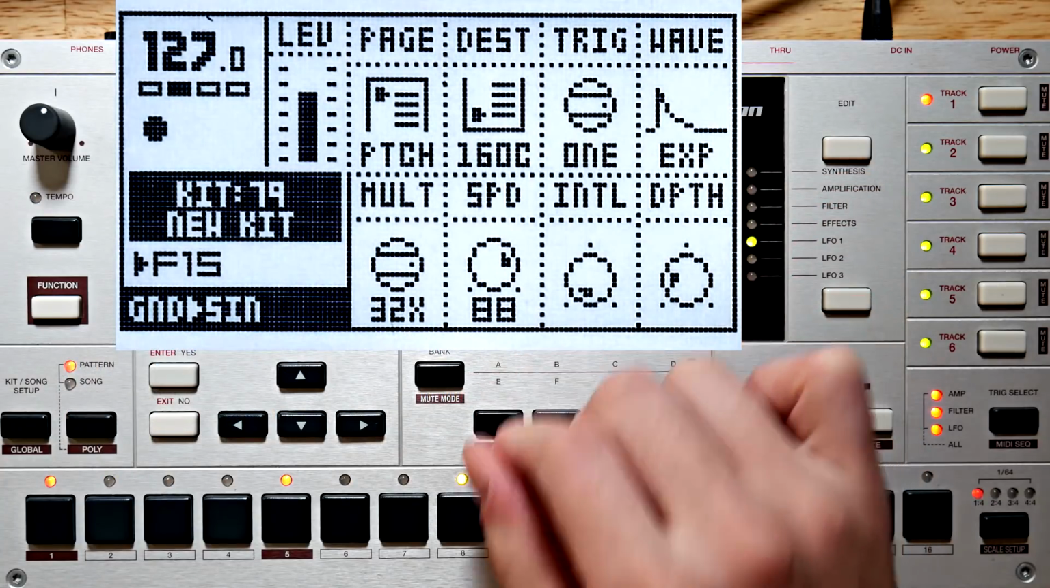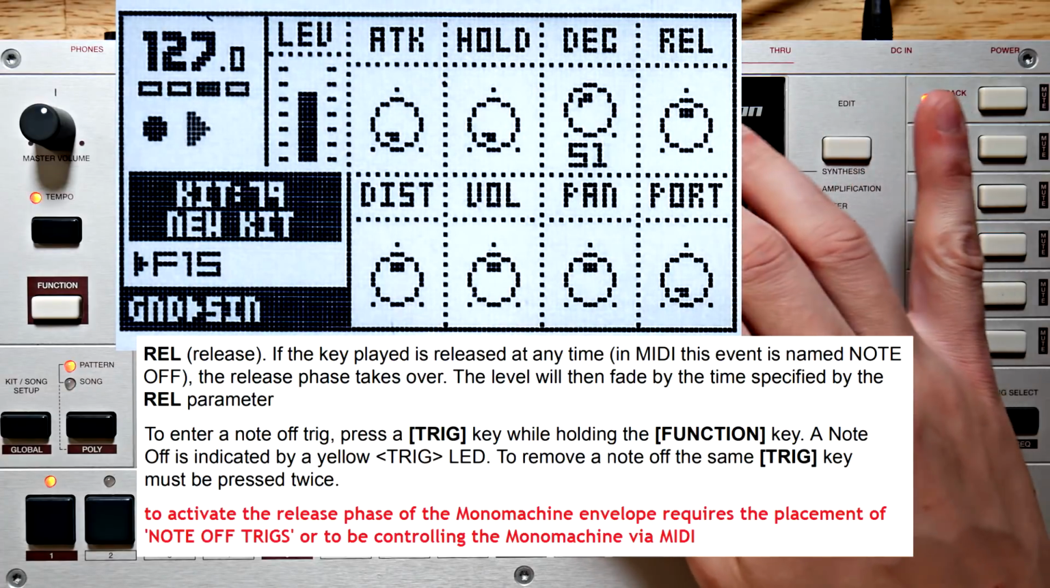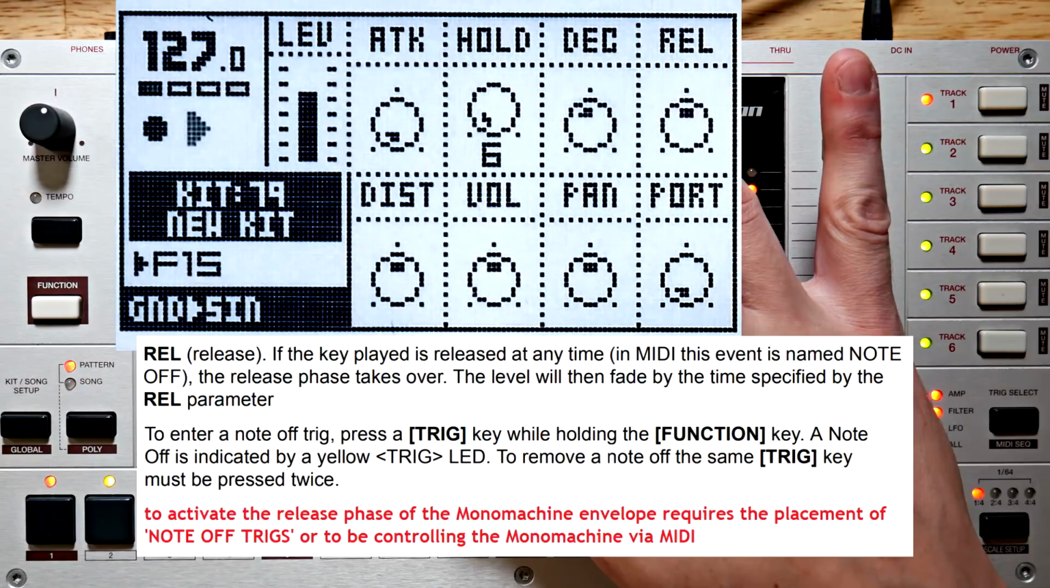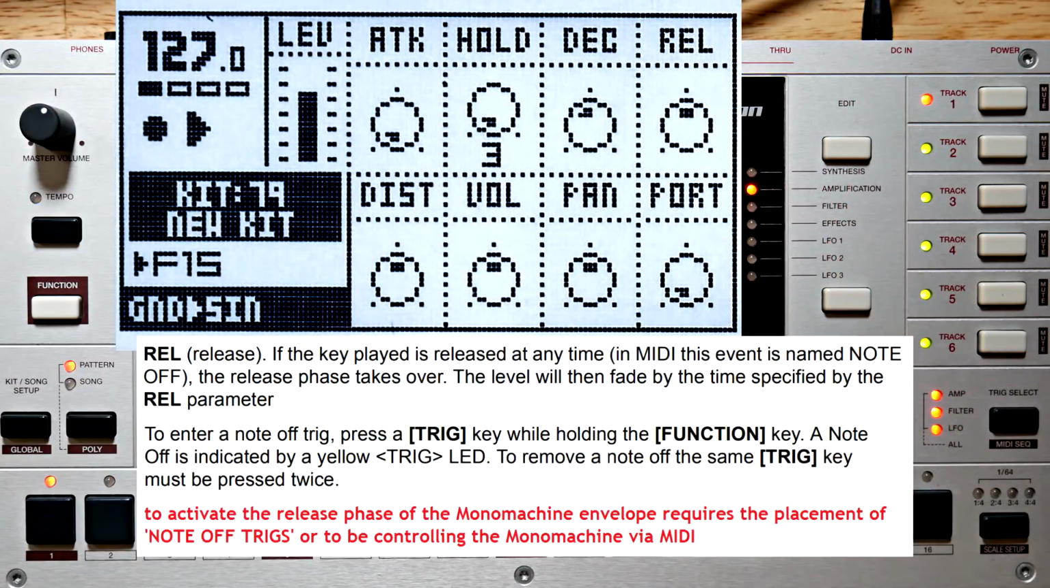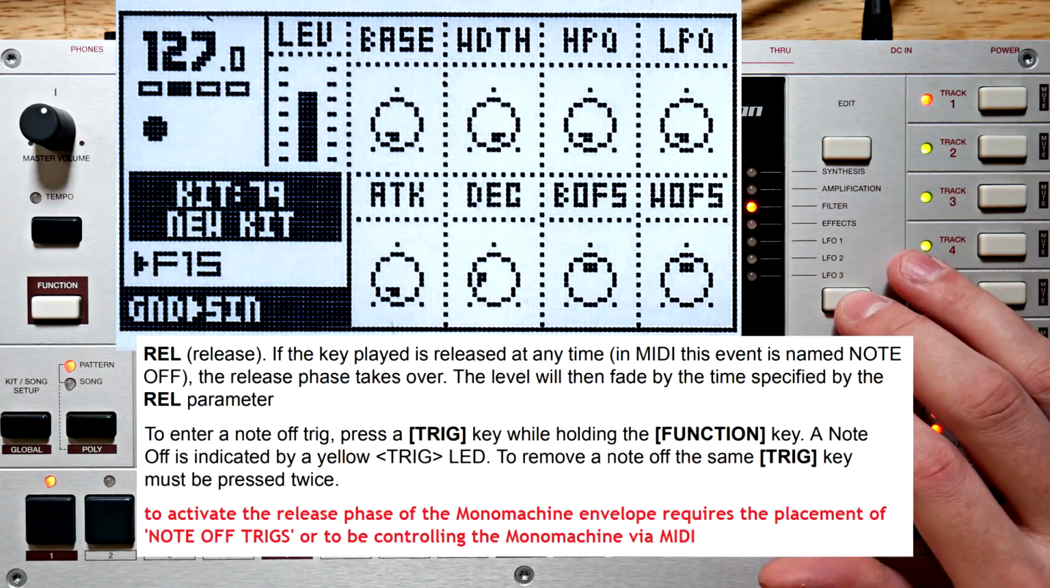Now it's time to adjust the amplitude envelope. When you're working with the sequencer inside the Monomachine, you can basically just ignore the release value. Very fine adjustments of the hold parameter can dramatically change the punch and attack of your percussive sounds.